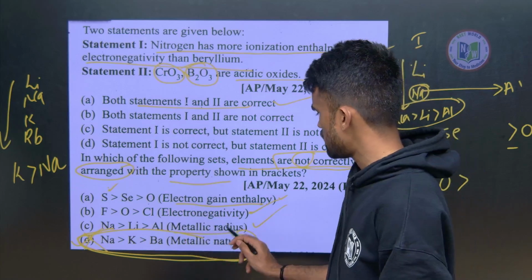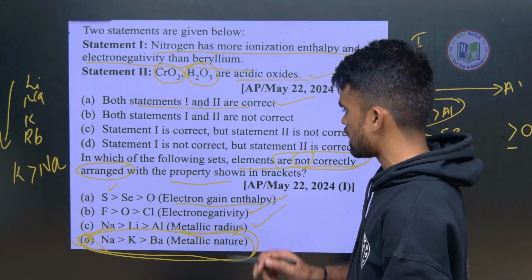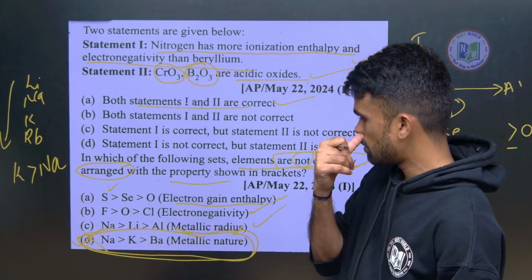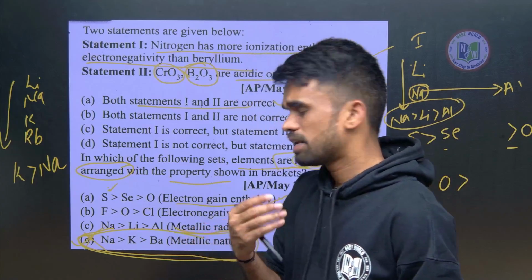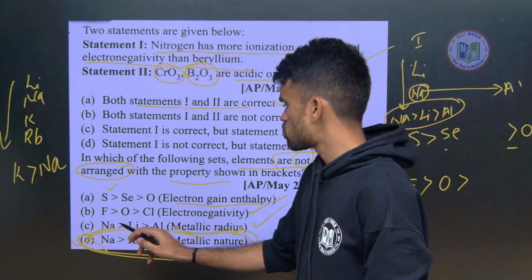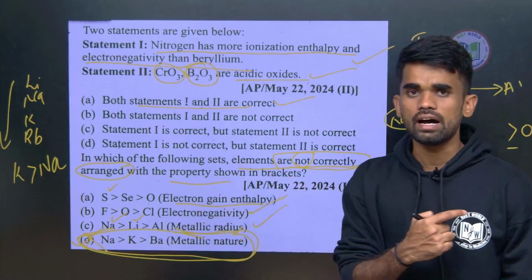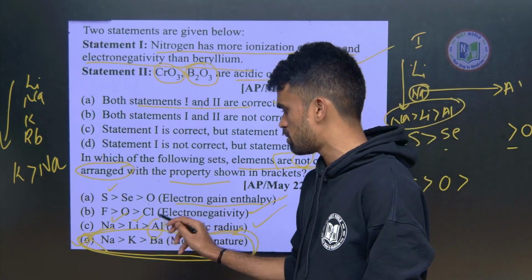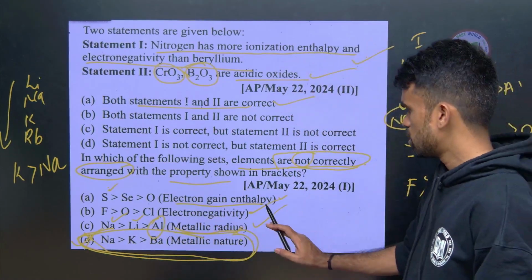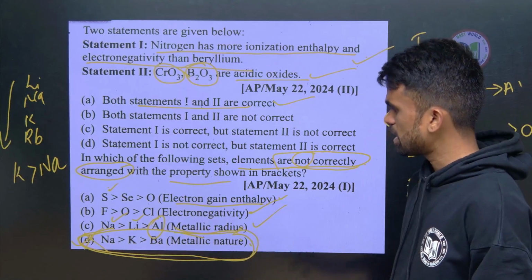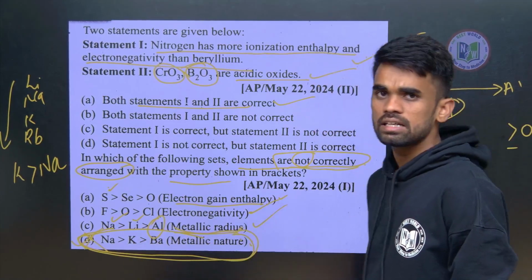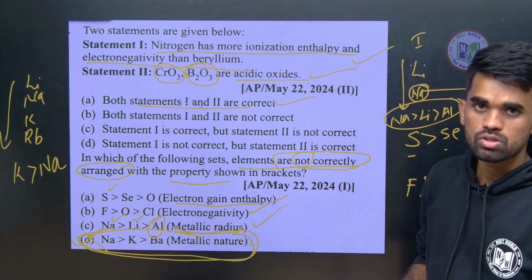Now metallic radius, it is correct only. Option C is correct, because down the group metallic radius, what happens? Size increases. So sodium has more size than lithium. That is correct. From left to right radius decreases, so that's why aluminum has a lower size. So which is incorrect here? Option D is incorrect, so that is what we need to choose as the answer.